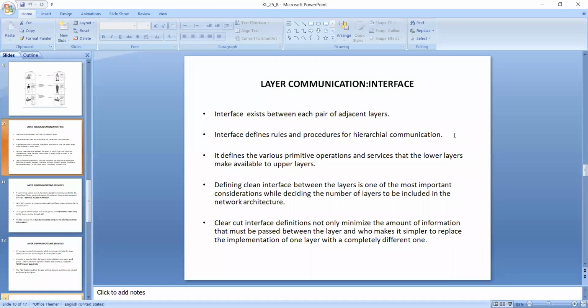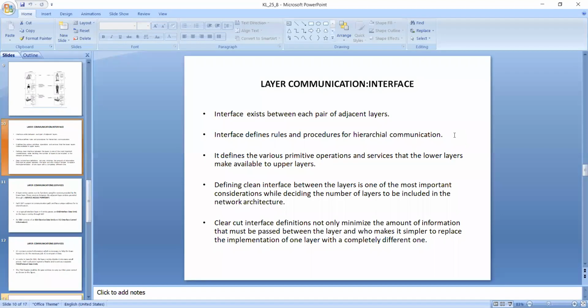The data has to be transferred from upper layer to the lower layer, and after that it has to be transferred through the physical medium. And when it reaches host 2, it has to travel from lower layer to higher layer, from layer 1 to layer 2, layer 2 to layer 3, layer 3 to layer 4, and finally it has to reach layer 5 in host 2. So these are the rules for hierarchical communication. This interface defines the various primitive operations and services that the lower layers make available to the upper layers. So what are the basic operations and services that layer 1 can provide for layer 2? What are the basic operations and services that layer 2 can provide for layer 3? So this interface defines basic operations and the services that are available in the lower layer.